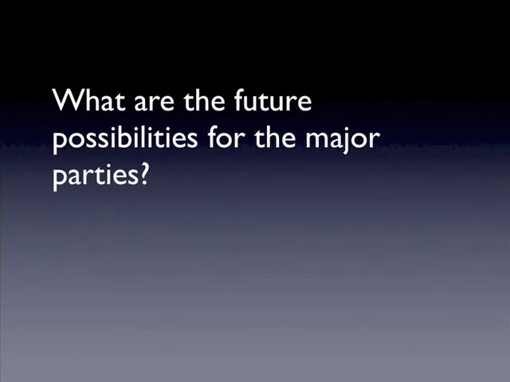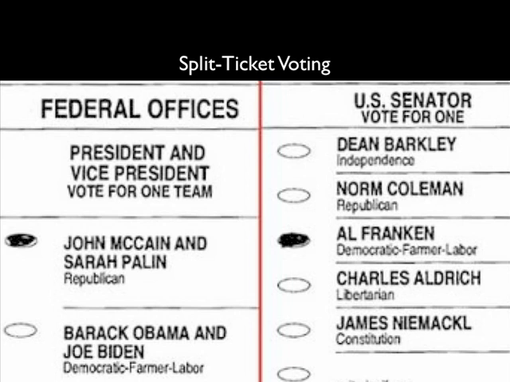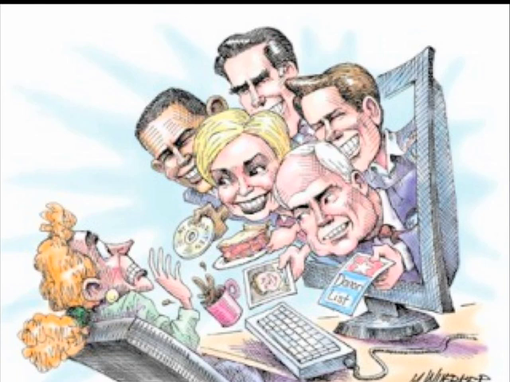What are the future possibilities for the major parties? More people are unwilling to label themselves as Democrats or Republicans. Split ticket voting is very common. People vote for candidates of different parties for different offices at the same election. Changes in technology of campaigning, especially the use of television and the internet, have made candidates more independent of their party organization.